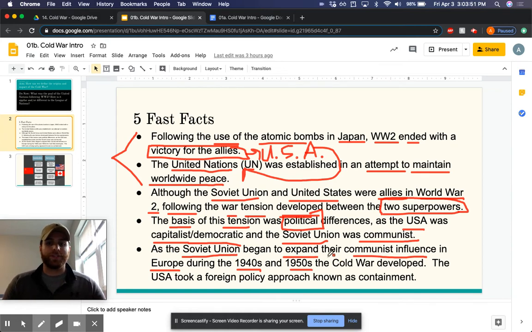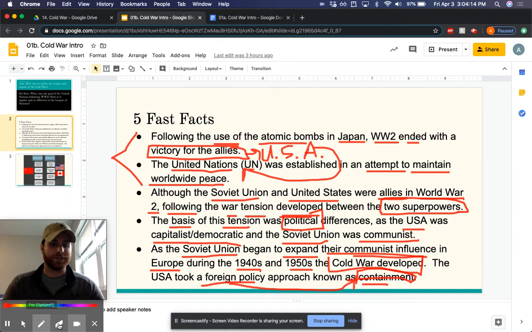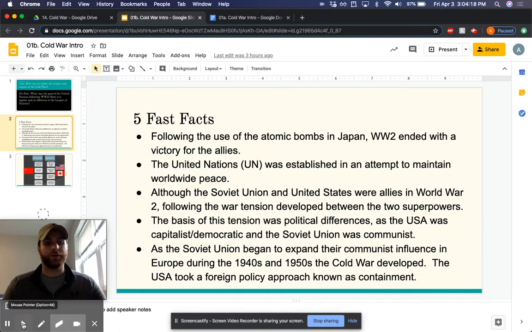Okay, so we see that this develops into what is known as the Cold War. And one of the most important terms we need to know for the Cold War is the type of foreign policy the US takes, okay? And this is known as containment, the root of the word being contain. The US is going to treat other countries, treat other nations with a focus on trying to contain communism, and we'll look at examples of that today and moving forward.